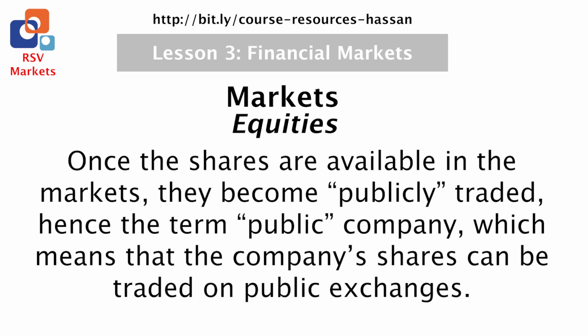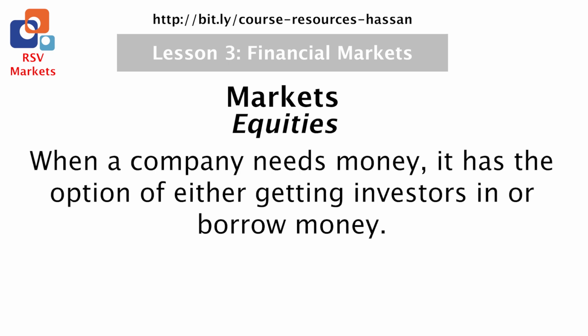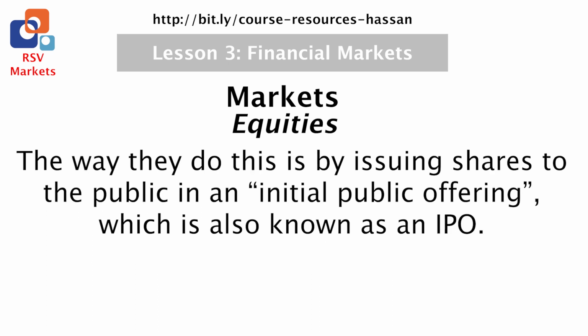Once the shares are available in the markets, they become publicly traded, hence the term public company, which means that the company's shares can be traded on public exchanges. The reason a company would want their shares to be traded publicly is to raise funds from the public. When a company needs money, it has the option of either getting investors in or borrowing money. When a company gets big enough or needs large amounts of funding, getting public funding is sometimes one of the main options they have. The way they do this is by issuing shares to the public in an initial public offering, which is also known as an IPO.